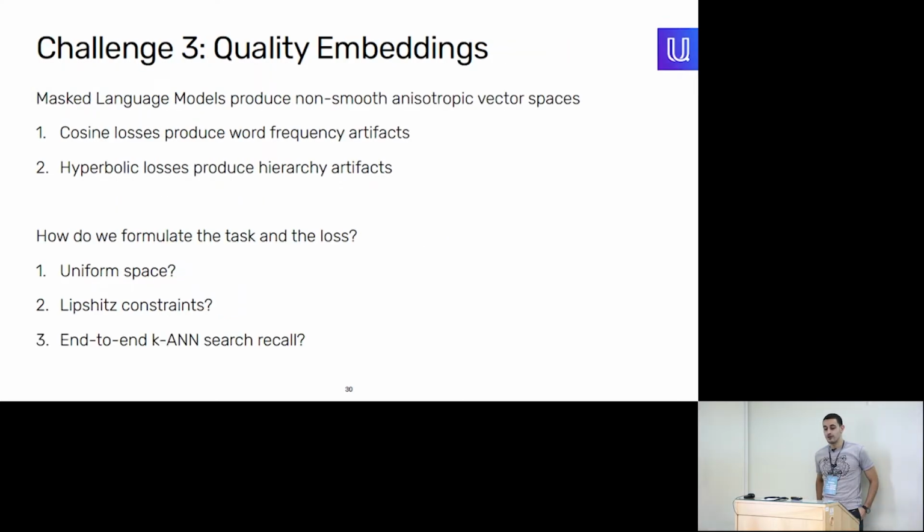So the third and the most important challenge to me personally, one of the most interesting challenges in ML for myself, is the quality of those embeddings. So when we take a BERT or a model like BERT, there's a number of papers that have shown that those models that are trained on masked language modeling produce anisotropic vector spaces. So they are not uniform, they're not equally spaced between the points, and this is a big problem for any semantic search application down the line.